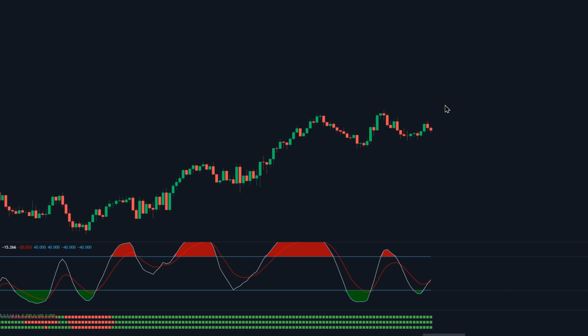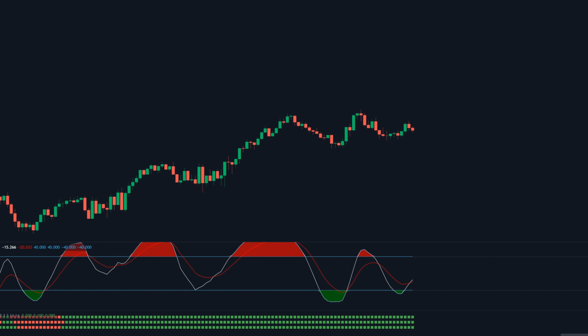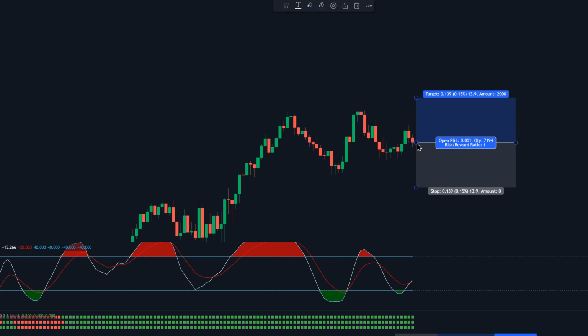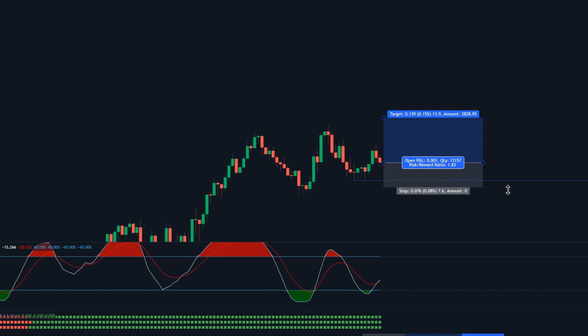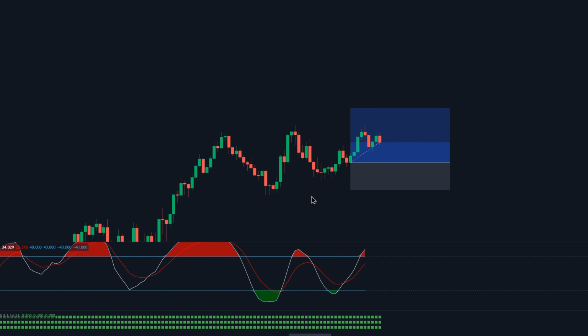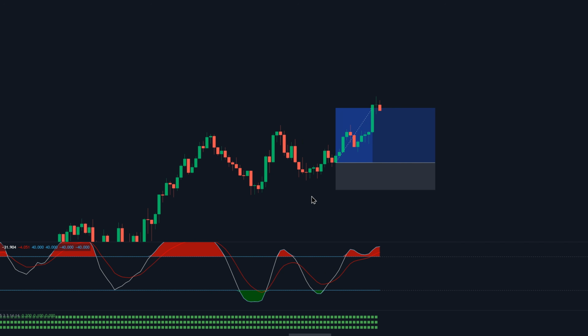All our entry conditions are met on this candle, so we're gonna enter a long position here. We're gonna set our stop loss right below the most recent swing low. For the take profit, we're gonna target 2 times the risk. Letting this trade run, and as you can see, it hits take profit.